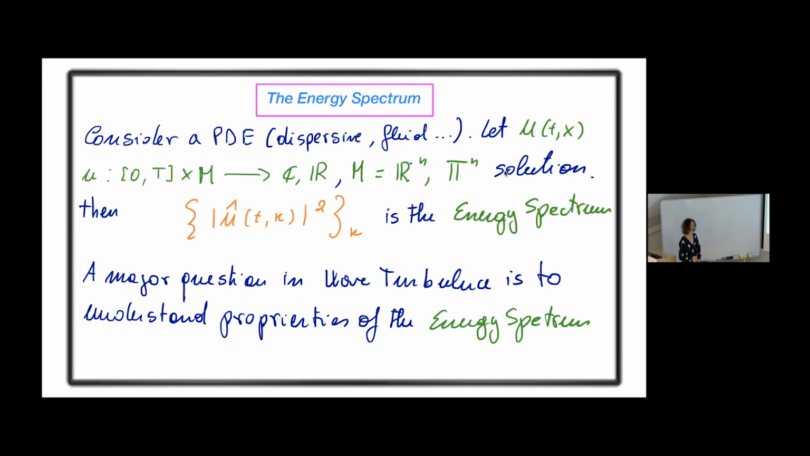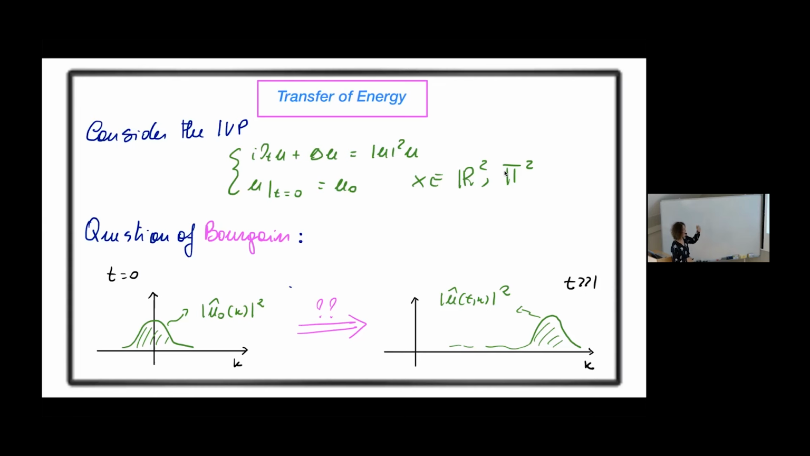Now, the transfer of energy. This is a question that actually goes back to my times as a postdoc at the IAS, of Jean Bourgain, and he was interpreting in a very mathematical way the idea of energy transfer, how that idea could be translated, at least in some mathematical context.